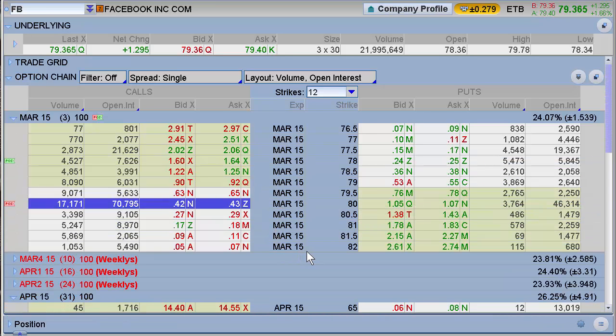So I really like the daily squeeze. We'll be paying a lot of attention to synthetic resistance at 80. Once we get past that, I think Facebook will have a chance to run. I hope you guys find that analysis helpful.